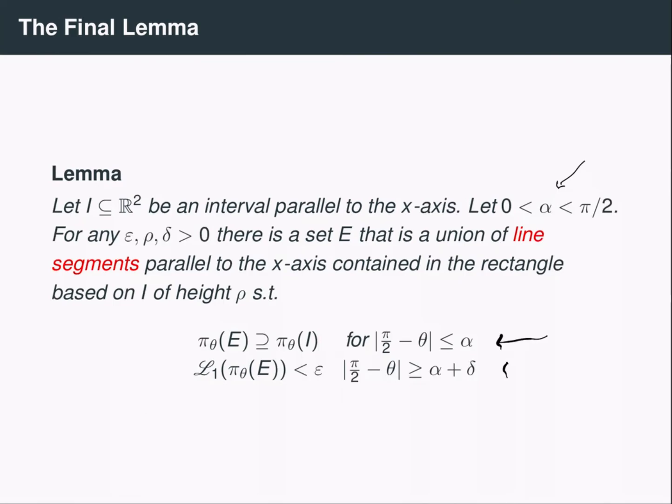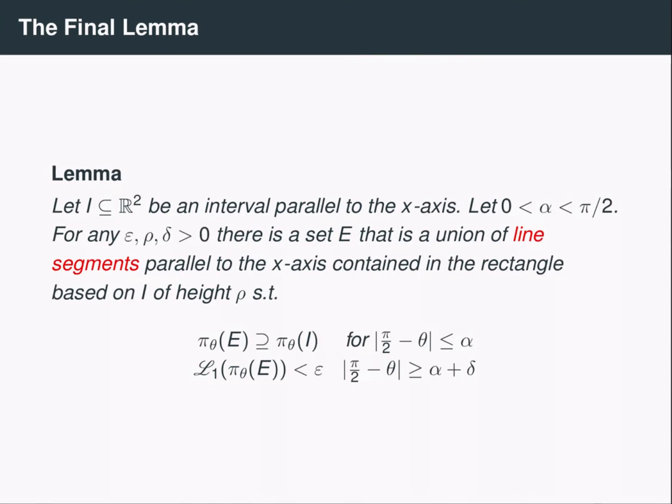And moreover, outside that interval, for angles theta that are at least alpha plus delta away from pi over 2, the projection is very small. So notice that there is a small delta interval of angles that we can't account for, but that's going to be okay for our application of this lemma because that's a very small interval.